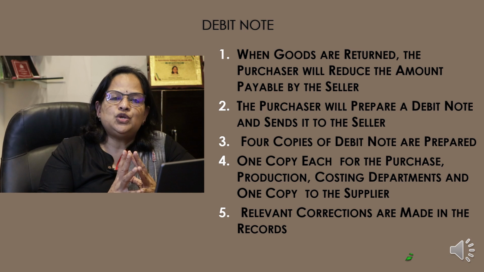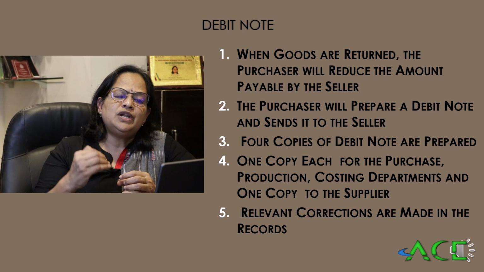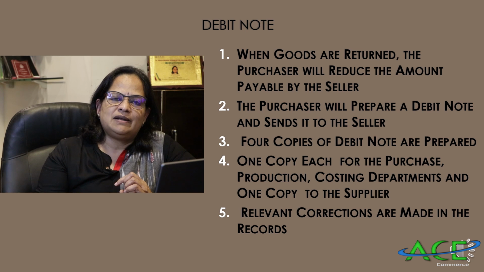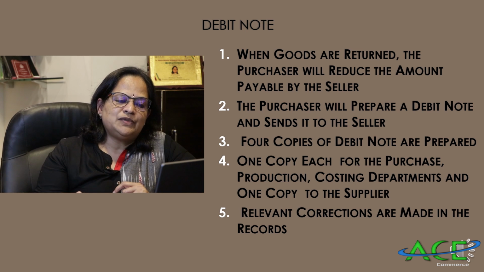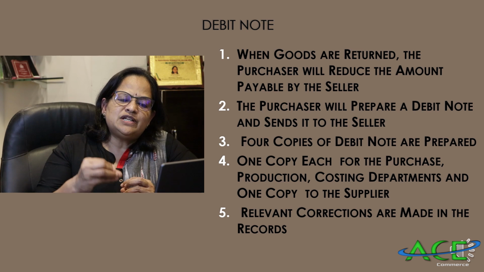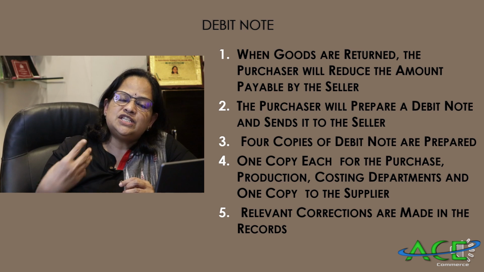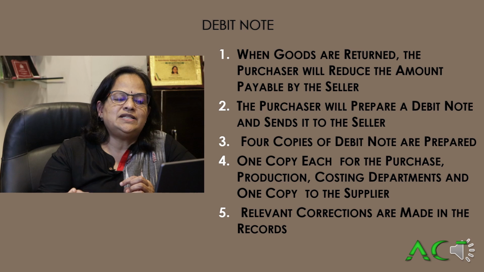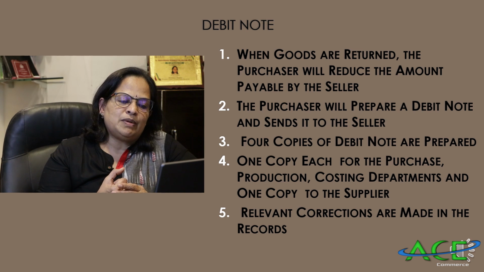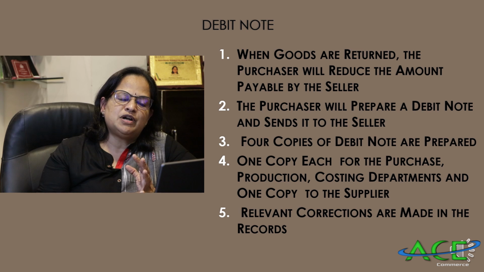Now, what is a debit note? Debit note is also important. When goods are returned, the purchaser will reduce the amount payable to the seller. So when you are returning the item, a debit note is prepared. I am giving a format also. The purchaser will prepare a debit note and send it to the seller because we are returning the item. So there should be a proof for that. Usually 4 copies of the debit note are prepared. 1 copy for the purchase department, 1 for the production department, 1 for the costing department and 1 for the supplier.